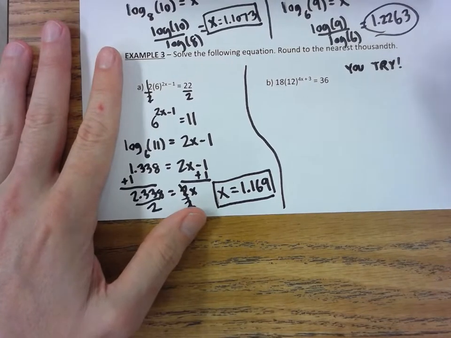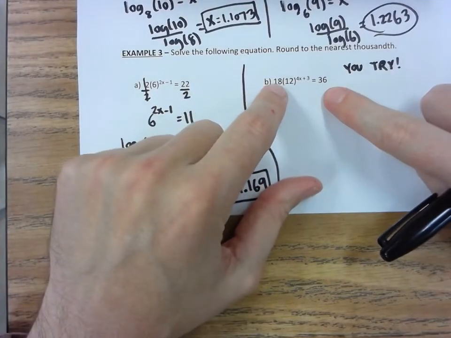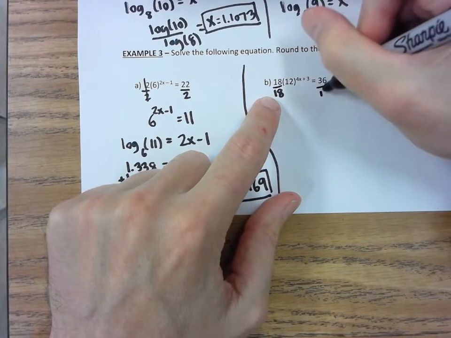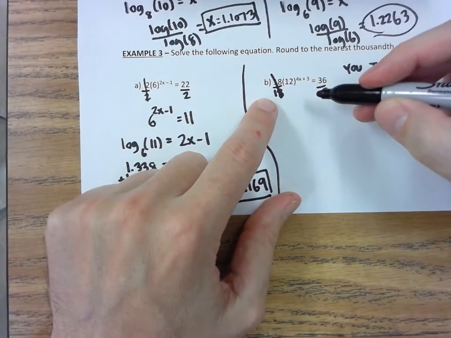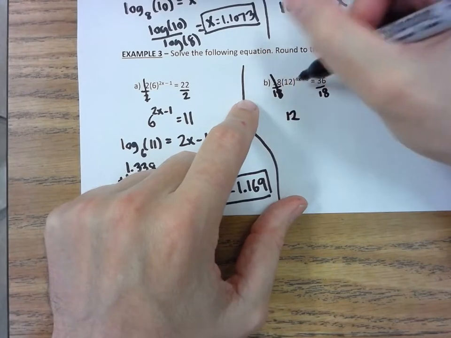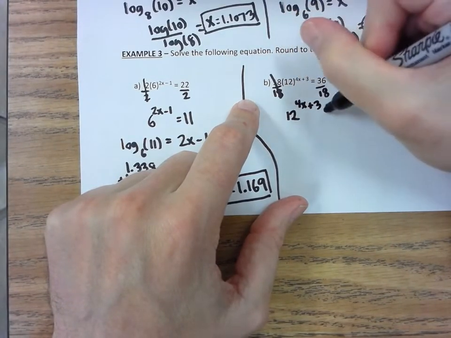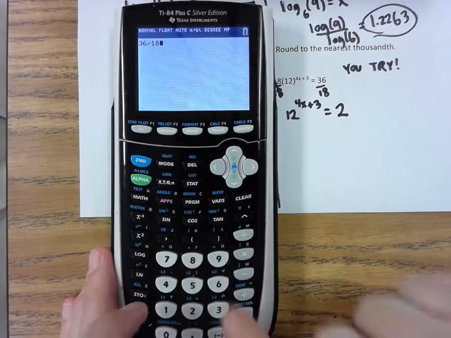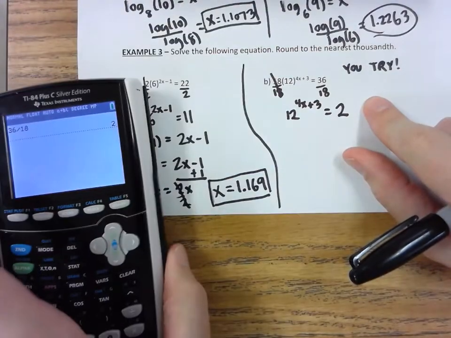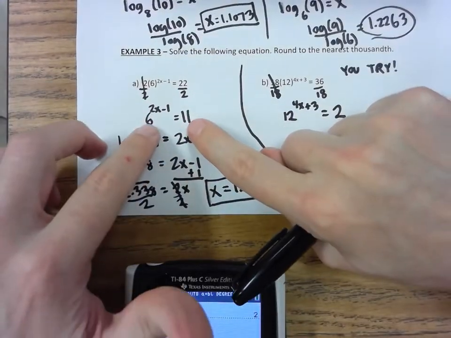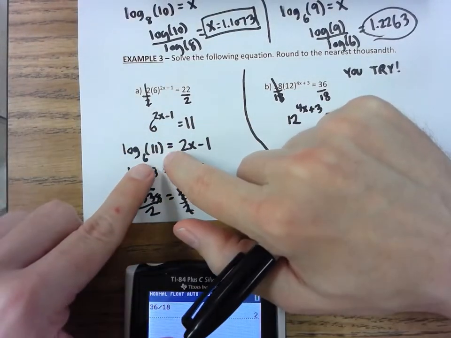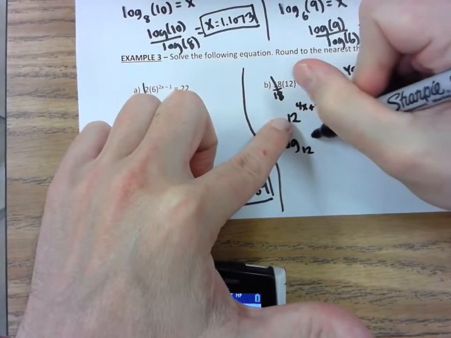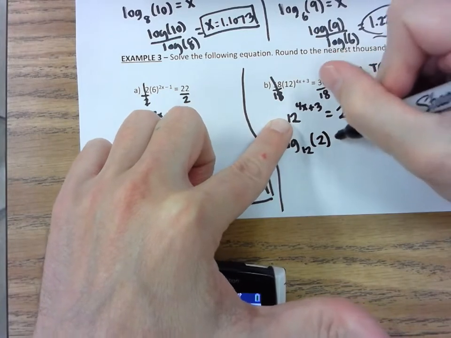All right, now that you've had a chance to try this, let's solve it out. Divide both sides by, in this case, 18. 36 divided by 18 is 2. So I have 12 to the 4x plus 3 is equal to 2. I think 36 divided by 18, yeah, it's going to be 2. Always the easy ones that I have to second guess myself. All right, so now we have our numbers here and there. We're ready to put them into our log just like that. Log base 12 of 2 is equal to 4x plus 3.